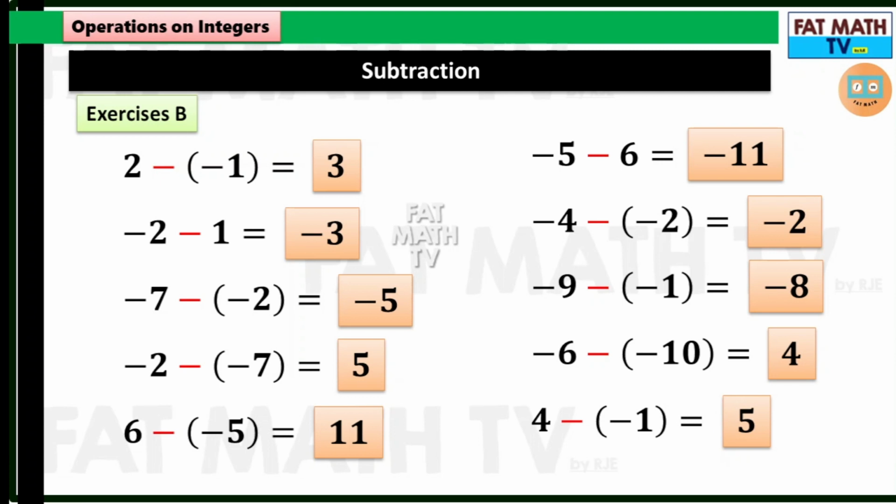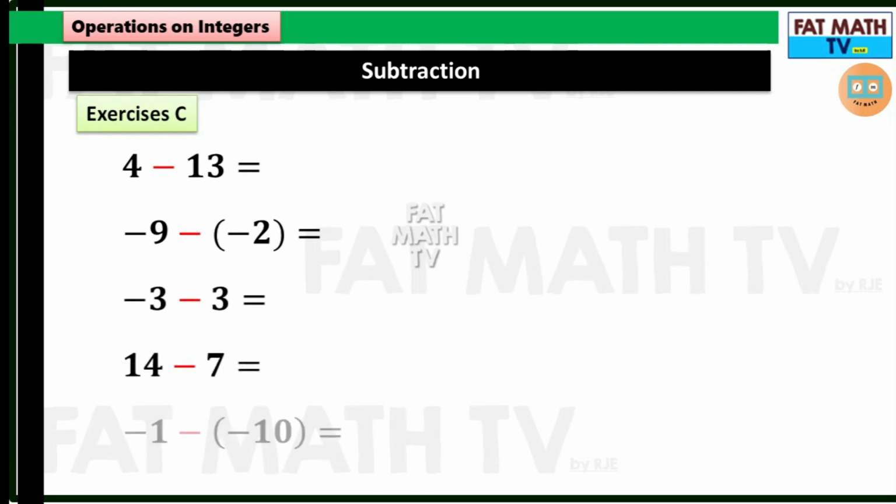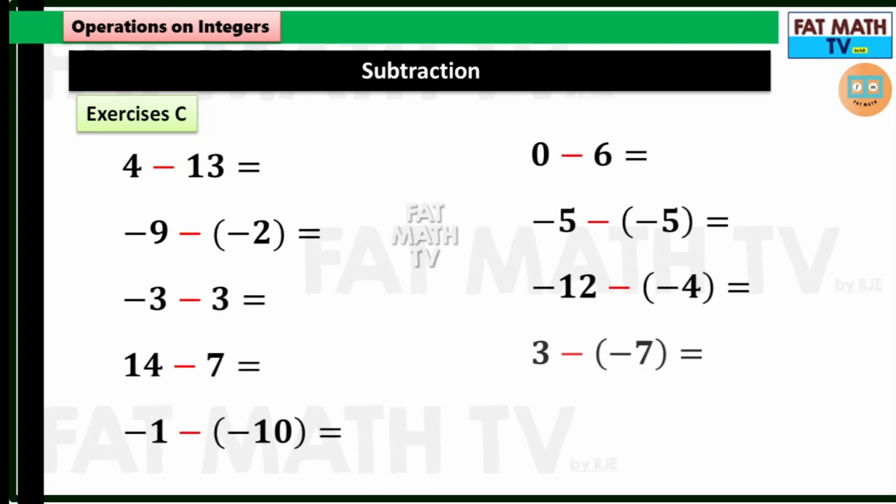Again, congratulations if you got 10 out of 10. For those who want to answer more exercises, then you can answer exercises C. Okay, pause the video. Four minus 13 is negative 9. Because that's going to be 4 plus negative 13.